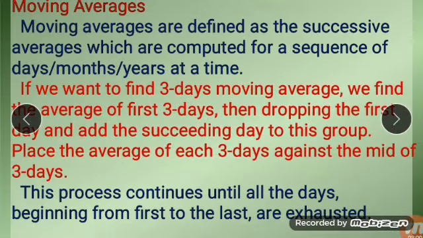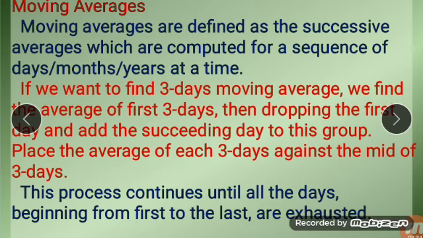Here we have moving averages. Moving averages are defined as the successive averages which are computed for a sequence of days, months, or years at a time. If you want to find a 3 days moving average, for instance, we find the average of the first 3 days, then drop the first day and add the succeeding day to this group. We have to place the average of each 3 days against the mid of the 3 days. This process continues until all the days, beginning from first to the last, are exhausted.